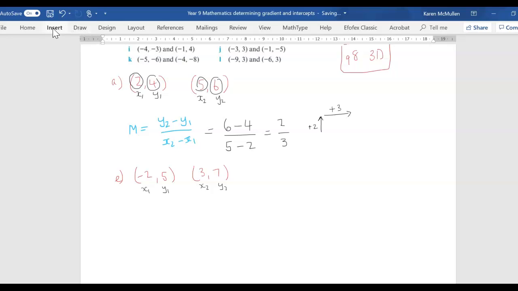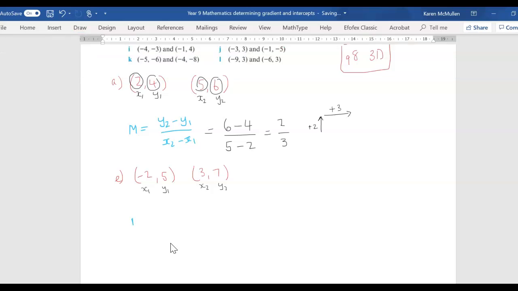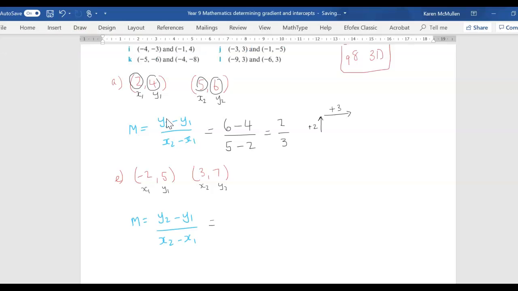All right, so I'm going to write the formula. Now, it's a good habit to get into, writing the formula every time, and then it'll just stick in your mind. Okay. All right, so substituting in. So y2 is 7, y1 is 5, x2 is 3, x1 is 5. Oh, no, it's not, it's 2. Sorry. So x1 is -2.